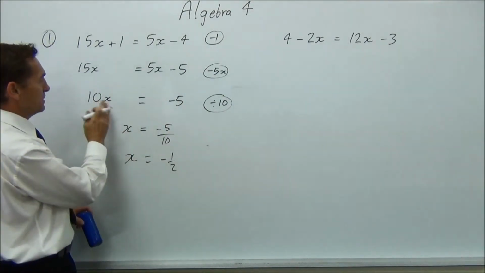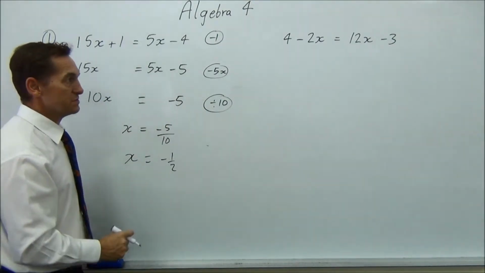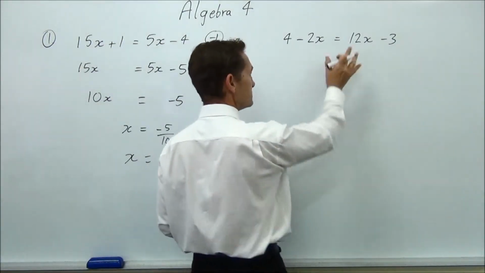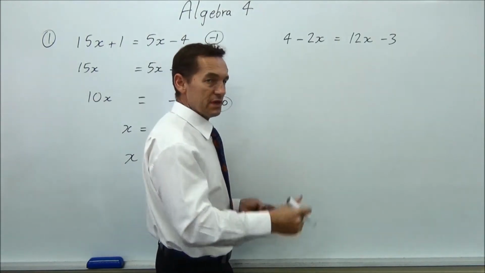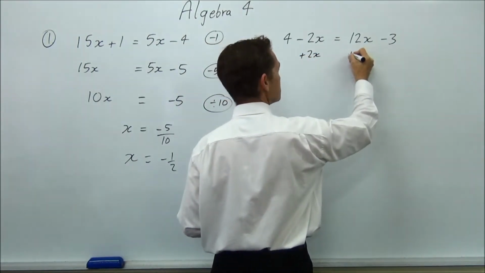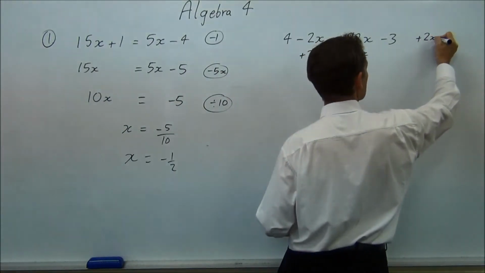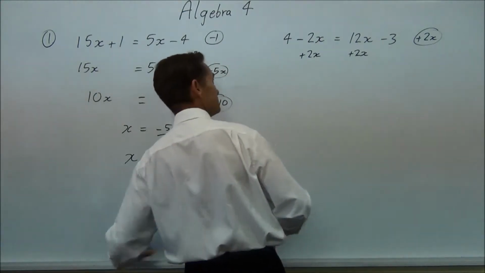Now you notice in this one, I've ended up with x on this side. Let's see what happens when I do this one. Here we go. This time, I'm going to start with getting rid of the x. So I'm going to add 2x to both sides. Let's do it over here, just like the other. So add 2x to both sides.